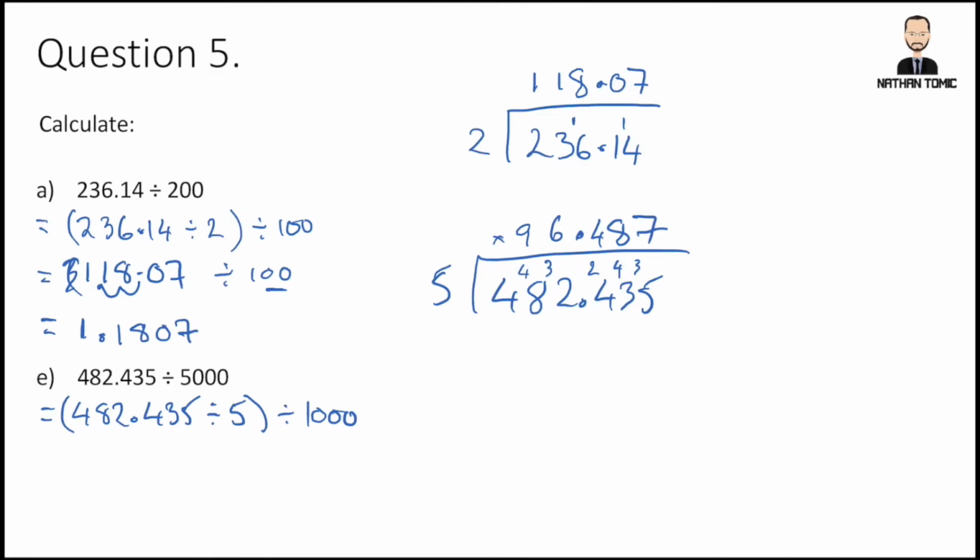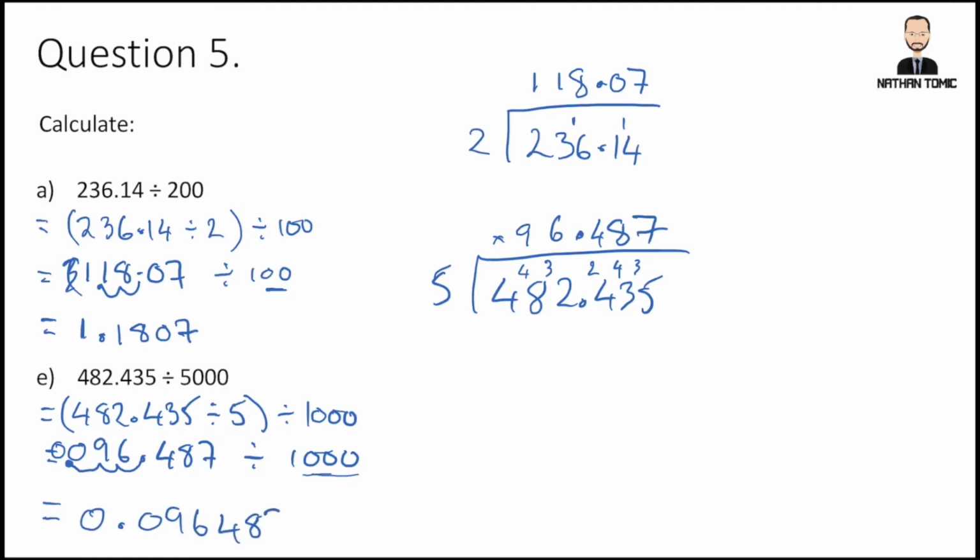So let's replace our brackets and rewrite. So our answer is 96.487 divided by 1,000. Okay, so because this is a power of 10, we can move 3 decimal places because we've got 3 zeros. So we haven't got enough space. Let's put a few zeros in the front here just in case. We're going to go 1, 2, 3. So it's going to go there. So our answer is now going to be 0.096487. I suggest you check that on the calculator, but it should be right.